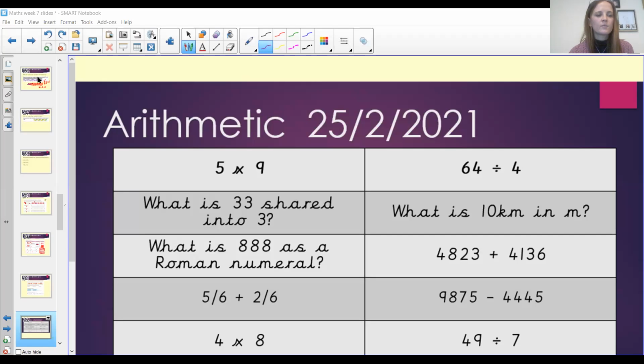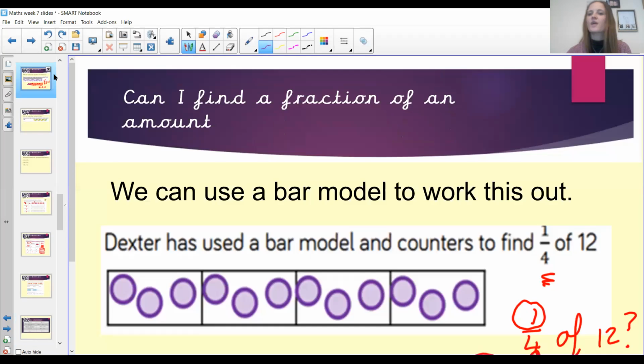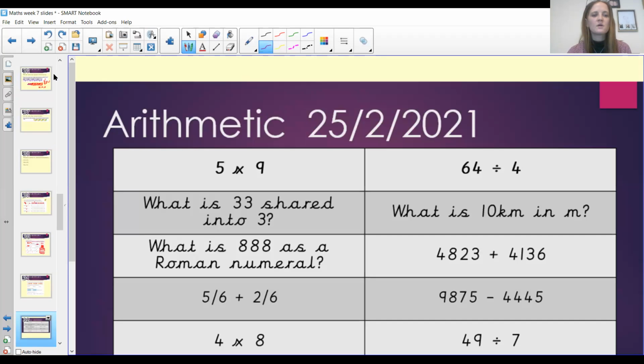In the previous lesson, we have been looking at subtracting fractions, firstly from whole numbers, and then we were looking at finding fractions of an amount.